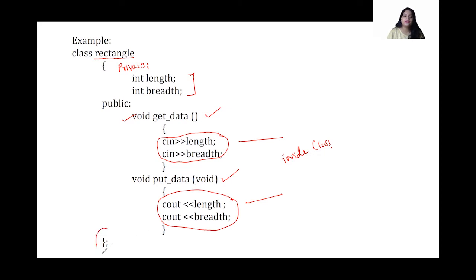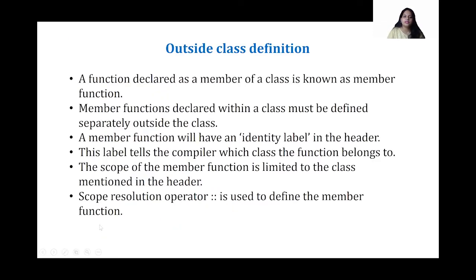Okay, so note here, our class is ending here. Whenever we have a curly bracket with a semicolon, it means that our class definition is ending here. But the function definition is within this, right? So this is about inside the class definition. Now let's see what is outside the class definition. A function declared as a member of a class is known as a member function, which is very obvious.